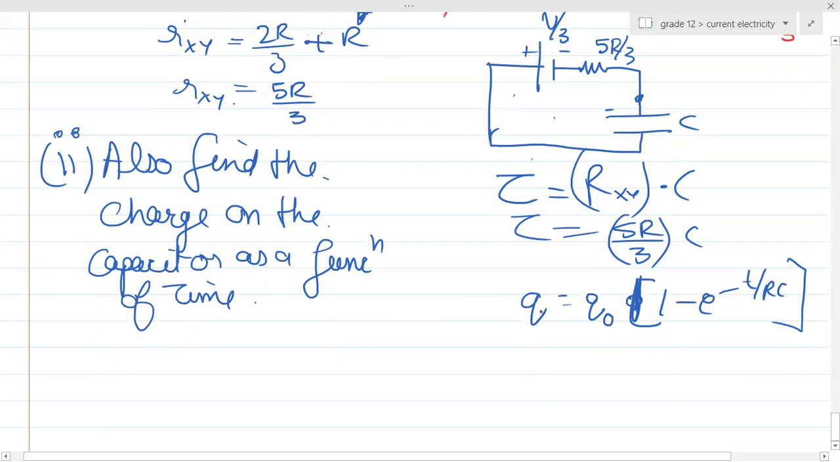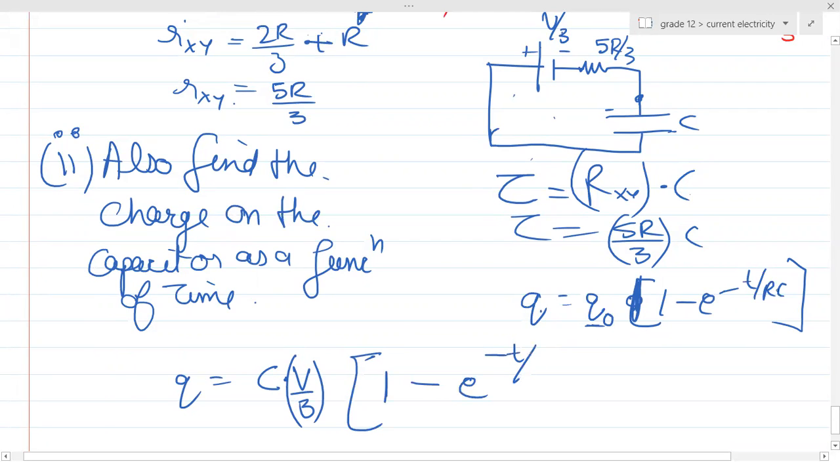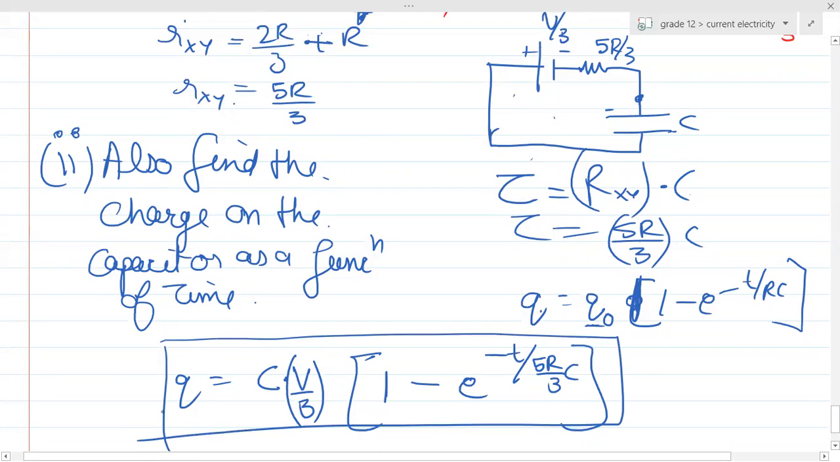So can you see from here, what will be the maximum charge? Maximum charge, if you remember, is C into E. So this is the maximum charge, CV by 3, into 1 minus e to the power minus t upon RC. What will RC be equal to? 5R by 3 into C. So this will be the function, and this is one of the questions which has been asked in Advanced, not even Mains. So can you see, guys, how to deal with RC circuits is easier if you know the tools, right? For different things, they have different tools.